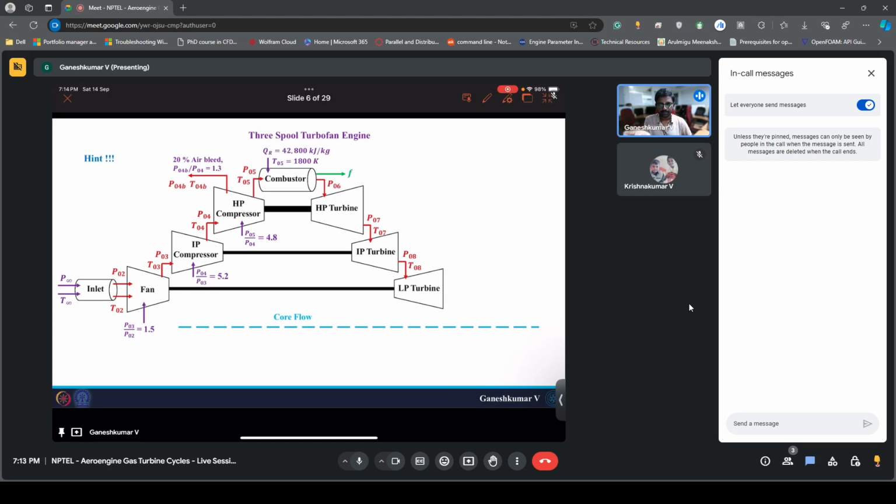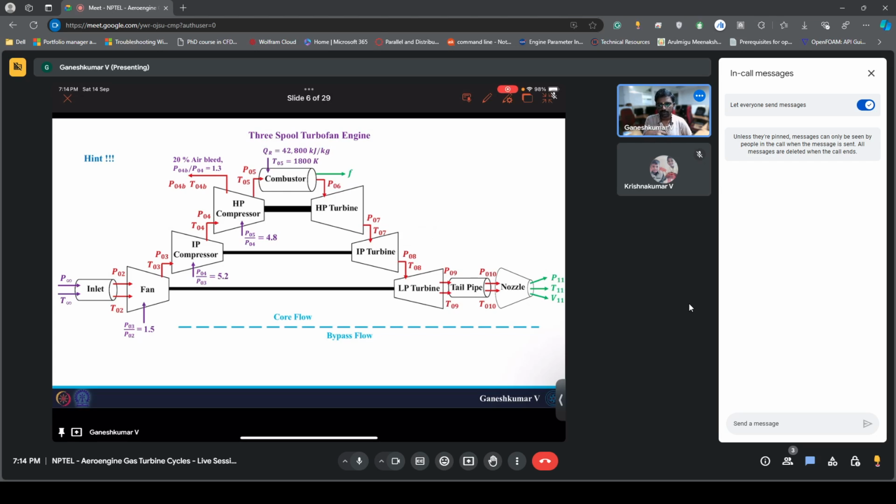Then you have the LP turbine. From there you can find the pressure and temperature at the exit of the LP turbine, by using the work balance between the LP turbine and the fan. Now we have the tailpipe with some losses. Using that we can find the exit pressure and temperature of the tailpipe. And then you have the nozzle, and whether it is choked or unchoked, based on that you can find the pressure, temperature and velocity at the exit of the nozzle.